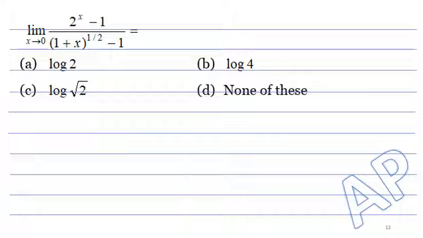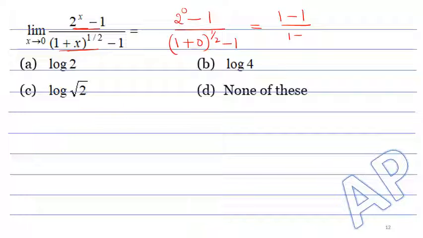Evaluate limit as x tends to 0 of 2 to the power of x minus 1 by 1 plus x to the power of 1 by 2 minus 1. As x approaches 0, let us see what is the value of the limit. It is 2 to the power of 0 minus 1 divided by 1 plus 0 to the power of 1 by 2 minus 1. That is 1 minus 1 by 1 minus 1, which is equal to 0 by 0. So clearly we can apply L'Hopital's rule here, and we know that d by dx of a to the power of x is a to the power of x into log a. This is a standard result.